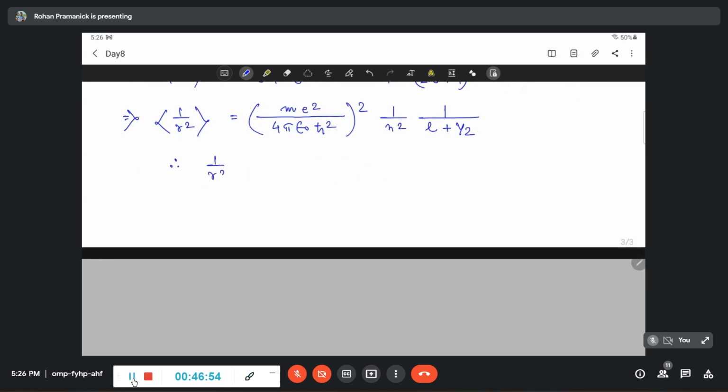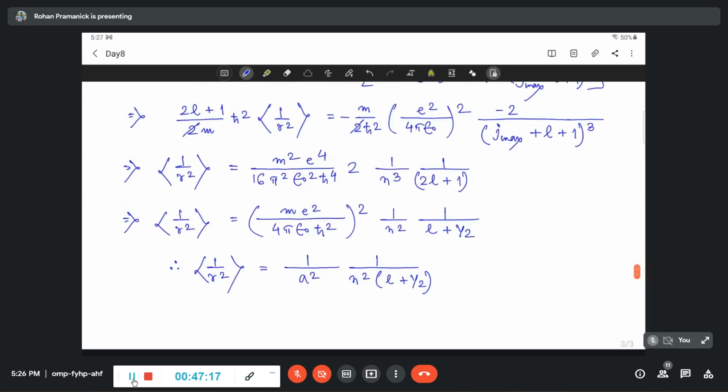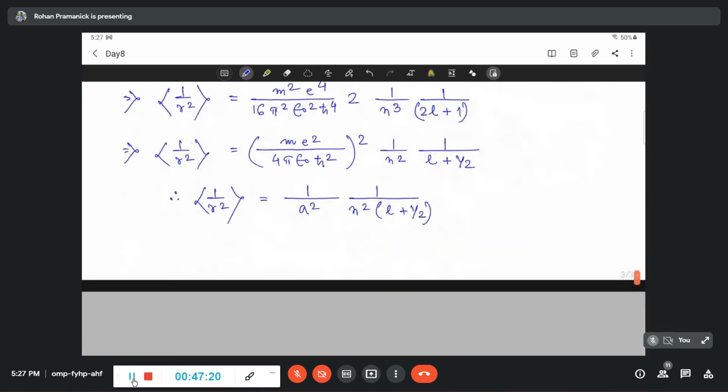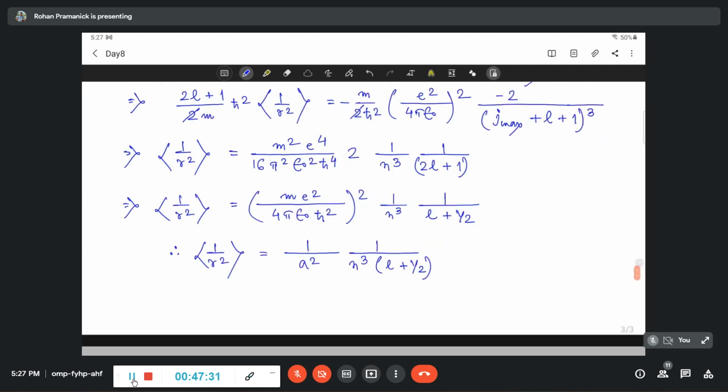This is 1 by r squared. Expectation value is equal to, so this is nothing but 1 by a squared, and this is 1 by n squared L plus half. Now I have done it correctly. It matches with the expression. Yes. You want to tell something? n cube? There's n cube? Where? Yes, yes, n cube. Sorry, why have you written n cube? This is n cube and this is n cube. Yes, yes. Thank you.